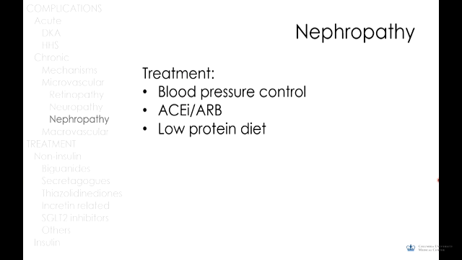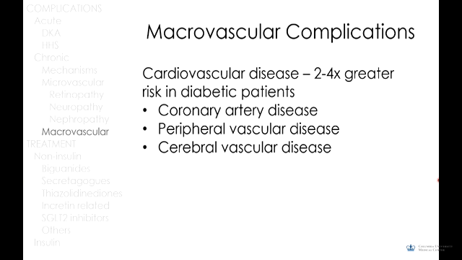As you may remember from your renal section, hypertension is also a cause of renal disease, so that's an important additional risk factor to control. And then ACEs and ARBs, independent of their blood pressure effect, also have a renal protective effect, so these patients should be on these medications. And you also give them a low protein diet.